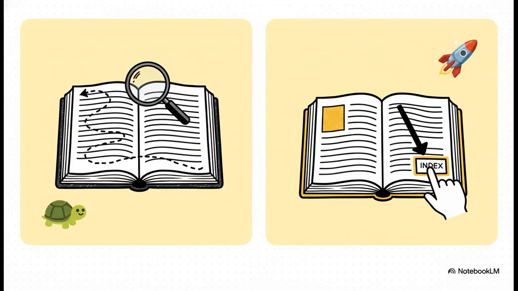And there is. The answer is a database index. Without one, your database is doing exactly what we just described, a full table scan, looking at every single row. It's slow and painful. But with an index, it's like flipping to the index at the back of that encyclopedia. It tells you exactly which page to go to, letting you jump right to the data you need. It's a total game changer for speed.